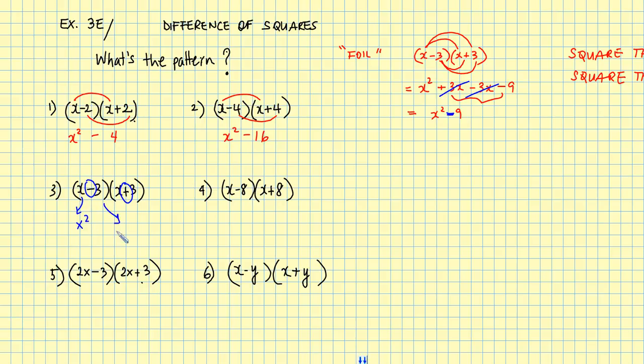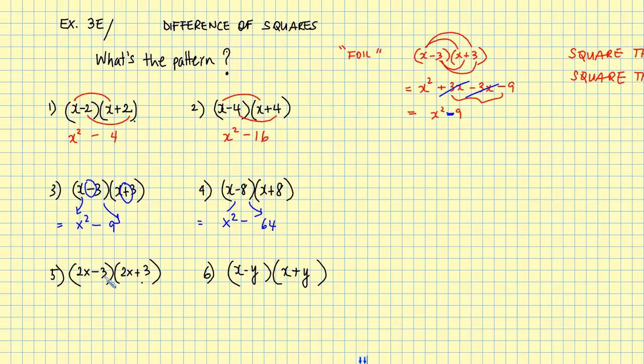I square the last term, which is 9, and I put a negative in the middle, or a minus sign. If I do number 4, I have x minus 8 times x plus 8. Again, I recognize this as being a difference of squares. Identical binomials, the signs change. One is a positive, the other one is a negative. So I will square the first term, x goes to x squared, and I square the last term, 8 squared is 64, and I put a negative in the middle, or a minus.